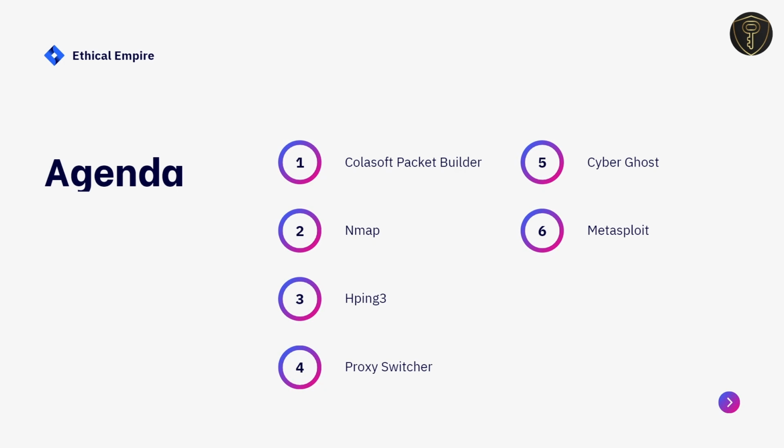So let's see today's agenda. In this video, we will be creating some packets with the help of Colasoft Packet Builder and our favorite Nmap, Hping3, Proxy Switcher, CyberGhost, Metasploit. With the help of these tools, we will be trying to hack or scan the target. So let's move.